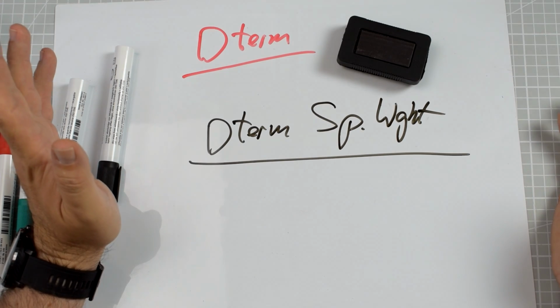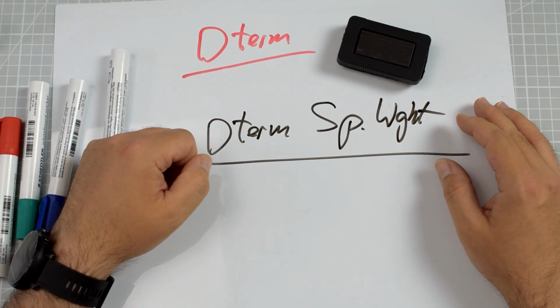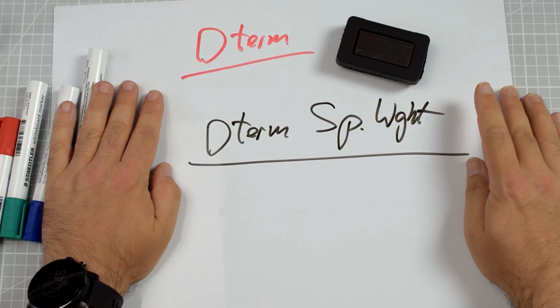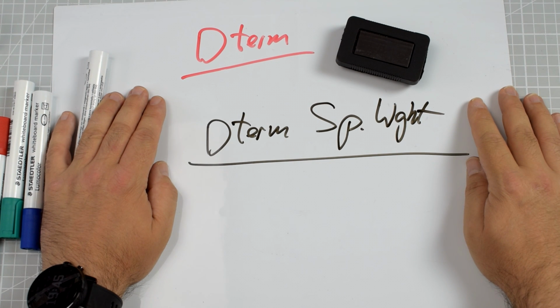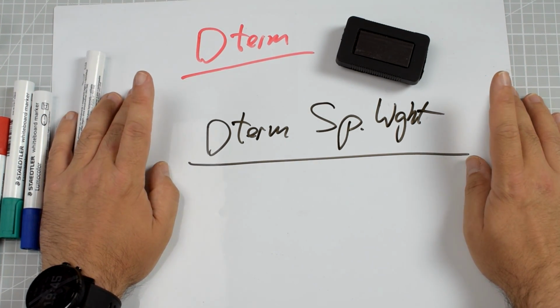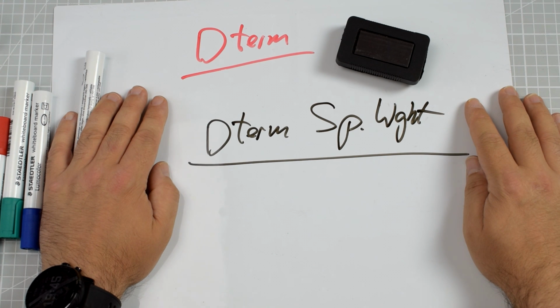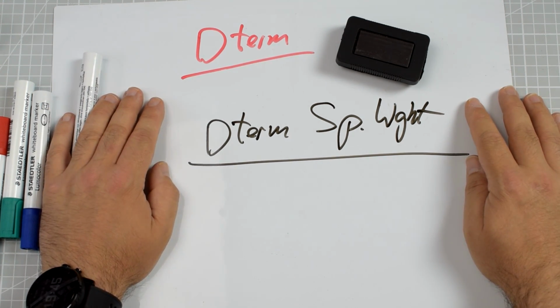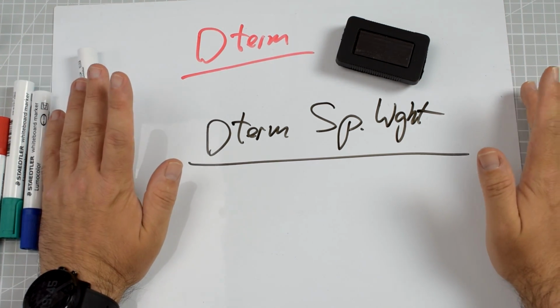And I think this finishes our D-term lesson 101, the basics of the D-term and the derivative, and what affects the derivative and the different ways of working with the derivative. And that's all for today.